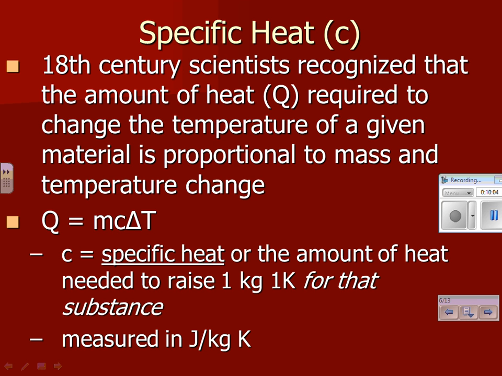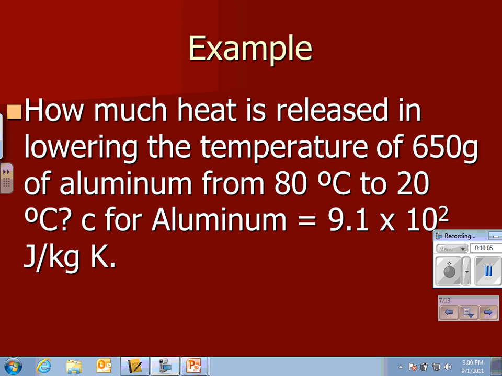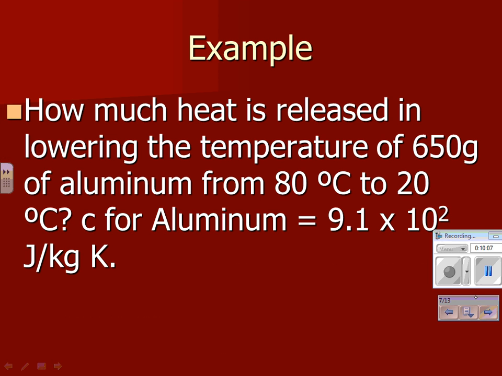All right, let's try a little practice problem. So you've got 650 grams of aluminum. It cools from 80 degrees Celsius to 20 degrees Celsius. The specific heat of aluminum is 910. Please tell me how much heat is released. How many joules of energy are released by that aluminum when it cools from 80 to 20 degrees?